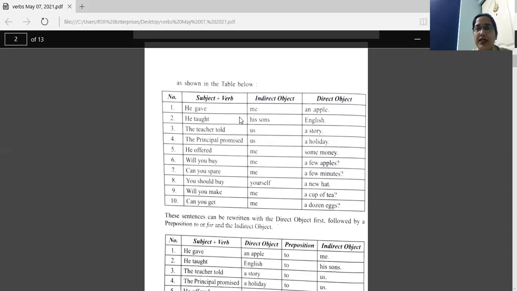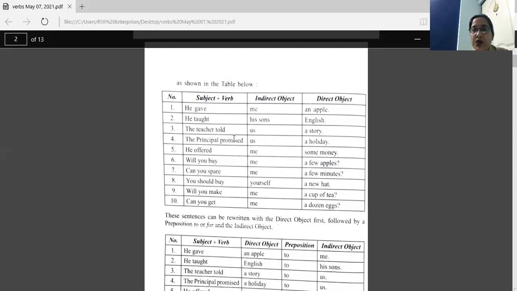He taught his sons English. Two objects here, his sons and English. So English is the direct object, his sons is indirect. Taught what? English. To whom? His sons. So the answer of what is direct, and the answer of to whom is the indirect object.